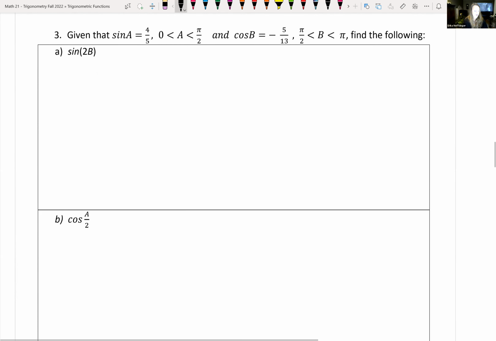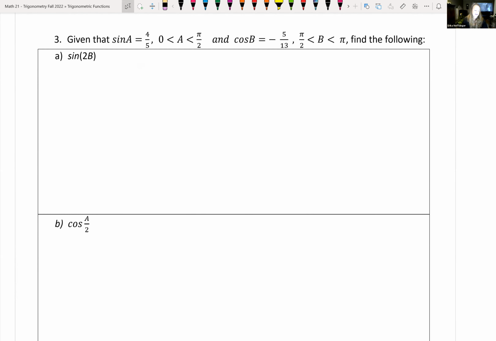So question number 3 says, given that sine of A is equal to 4/5, A is between 0 and pi halves, so we know it's in the first quadrant, and cosine B is equal to -5/13, and B is between pi halves and pi. So that tells me B is in the second quadrant. So we need to be aware of that when we're doing these. So we want to find, for part A, sine of 2B.